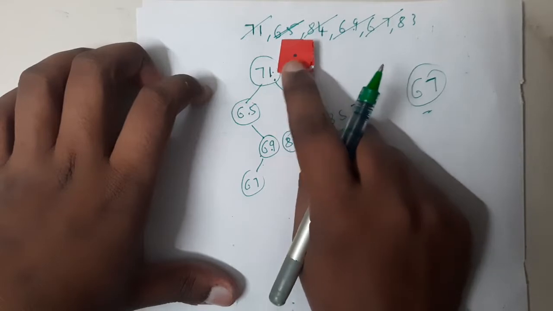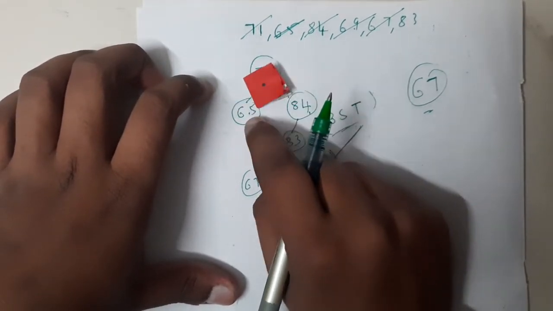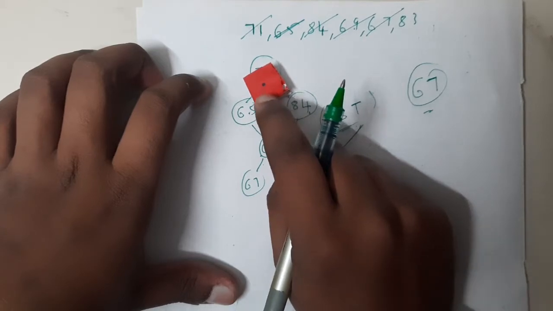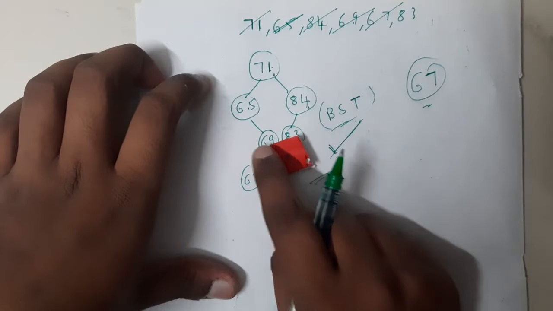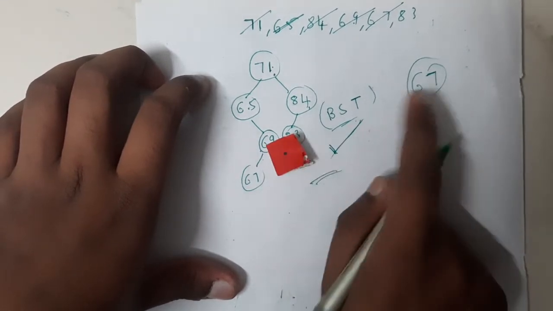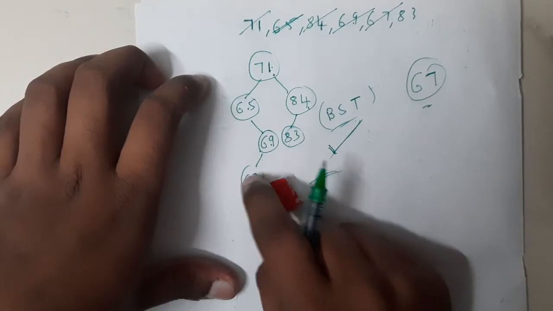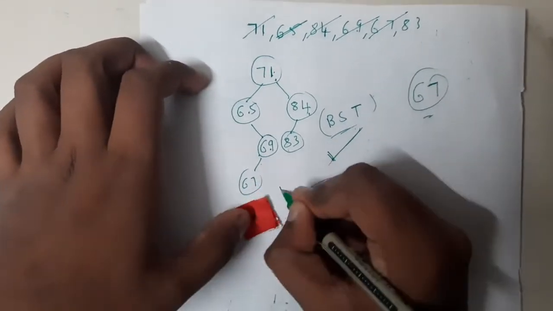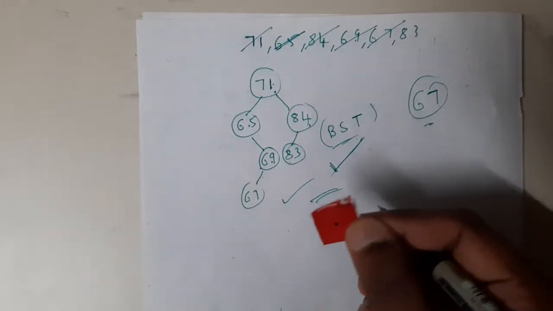Is 71 greater than 67? Yes, so come this side. Is 65 equal to 67? No. Is 67 greater than 65? Yes, so come this side. Sorry, is 67 greater than 69? No, so come this side. Is 67 equal to 67? Yes, hence you found the node. Got it? Yes.